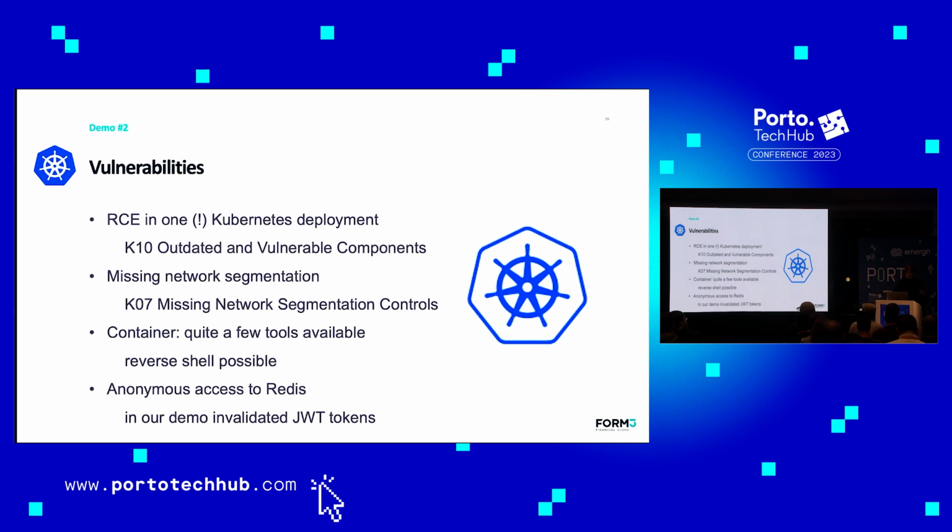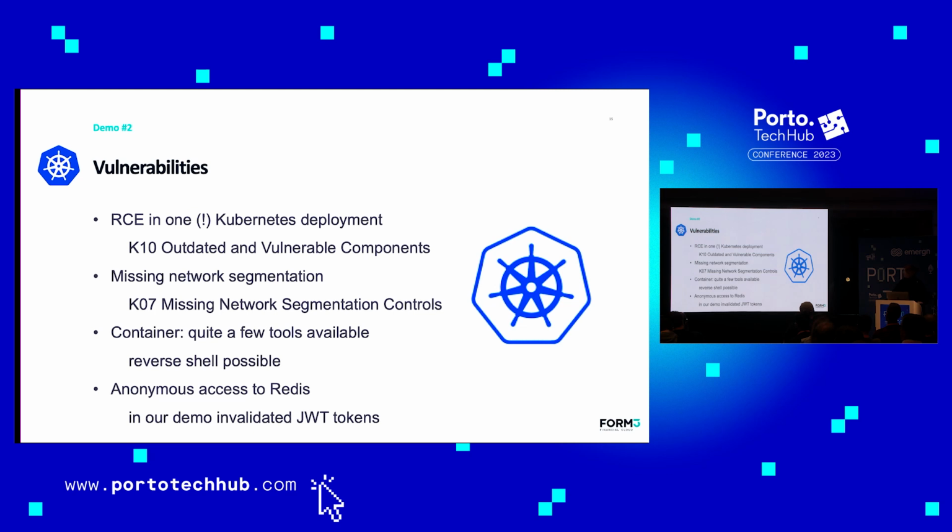Also, most CNI plugins provide more advanced methods of configuring network segmentation. And again, the same problem as in our first demo: on the container level, we had quite a few tools available. And last but not least, unauthenticated access to Redis. As I explained, Redis was used as a store for invalidated JWT tokens, and without any authentication, we could easily access it.